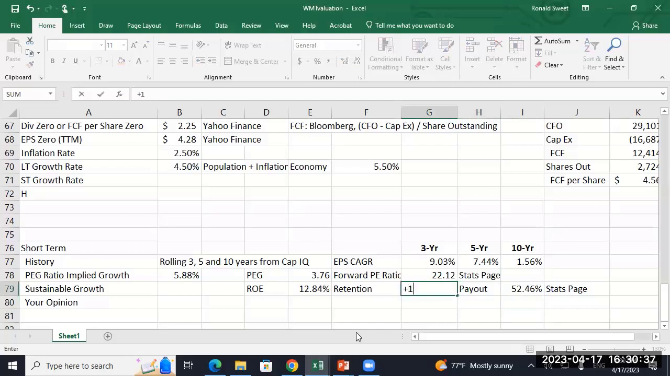And so what's our retention? Retention is just 1 minus the payout. And then what's your sustainable growth? Your sustainable growth is your ROE times your retention.